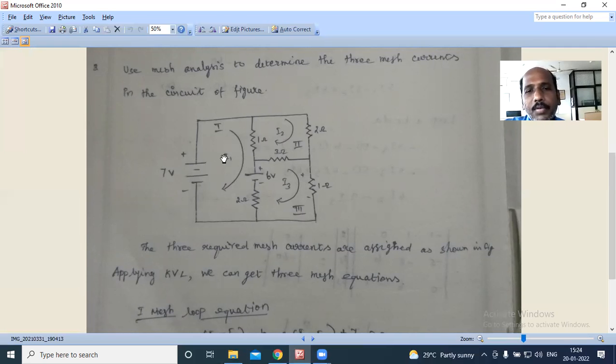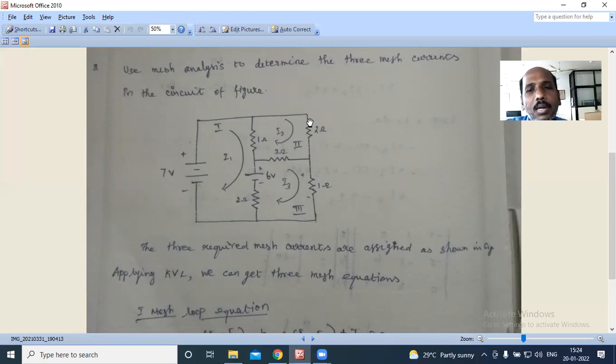Like that, we can find the current flowing through the various resistors. For example, what is the current flowing through the 2 ohm resistor? The value of I2. Only I2 flows through the 2 ohm resistor. So 2 ampere flows through the 2 ohm resistor. If they ask what is the voltage drop across the 2 ohm resistor, the current through it is I2, 2 ampere. Resistance is 2 ohm. So 2 into 2, 4 volt. The voltage drop is 4 volt.